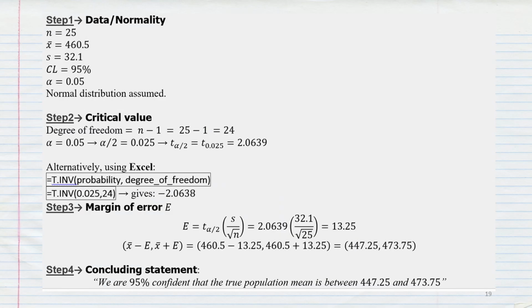The following slide shows the 4 steps to conduct the confidence interval. Step 1, extract the statistics and check normality. Step 2, get the critical value from the t-table or by using Microsoft's Excel. Step 3, calculate the margin of error. Finally, make a concluding statement like the one shown in the slide.